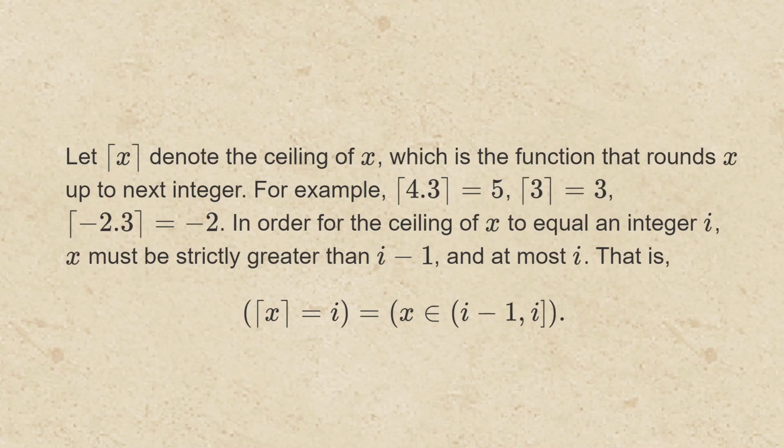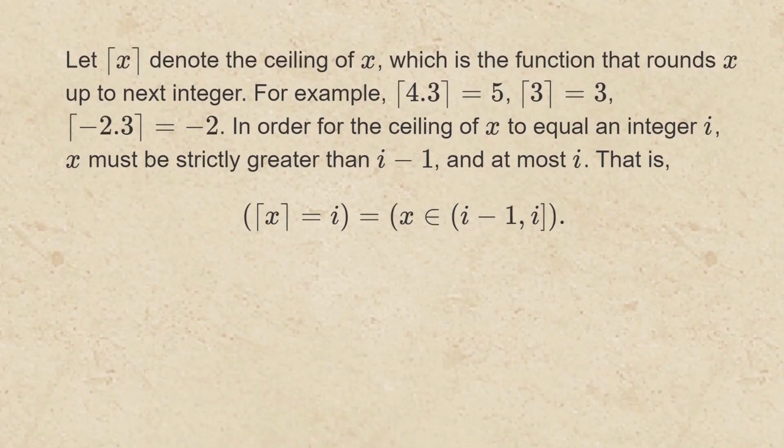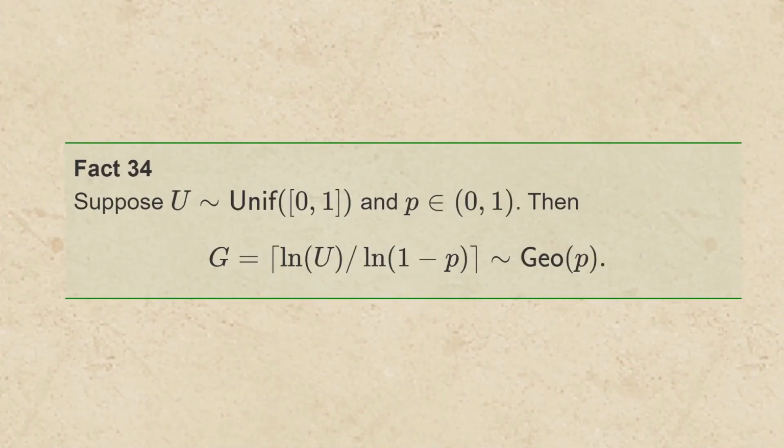Now, in order for the ceiling of x to equal an integer I, x must be strictly greater than I minus 1 and at most I. So in other words, the event that the ceiling of x equals I is the same as the event that x is greater than I minus 1 and less than or equal to I. Now suppose that U is a standard uniform random variable and p is a number from 0 up to 1. Then G, if it's the ceiling of the natural log of U divided by the natural log of 1 minus p, has a geometric distribution with parameter p.